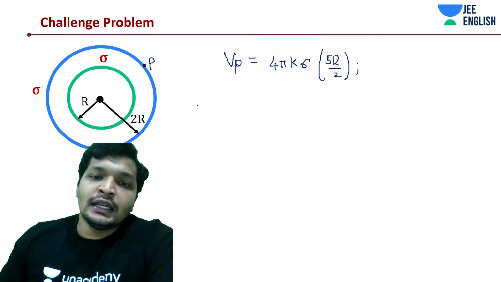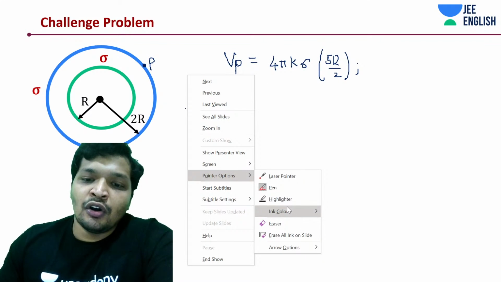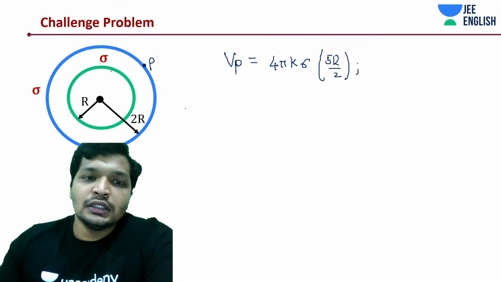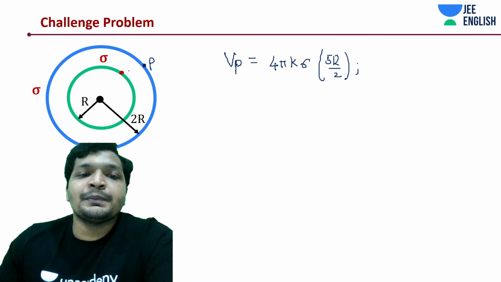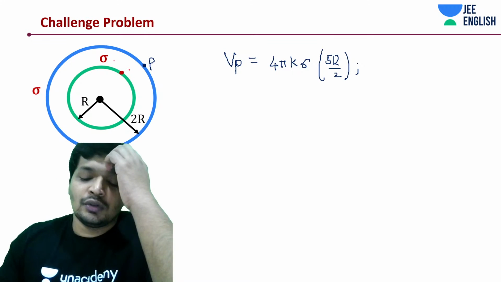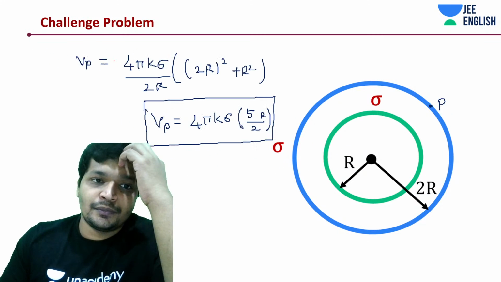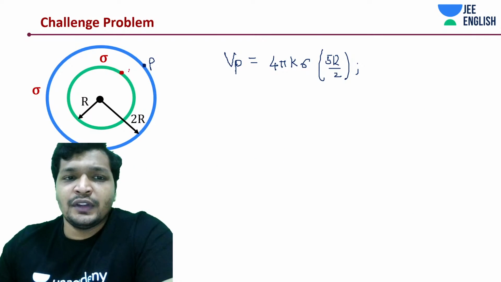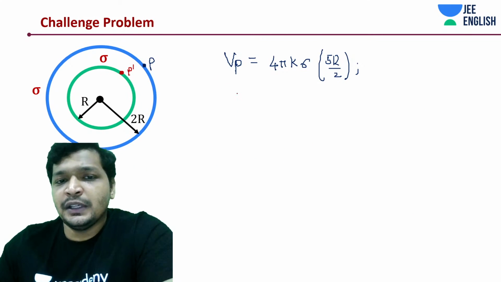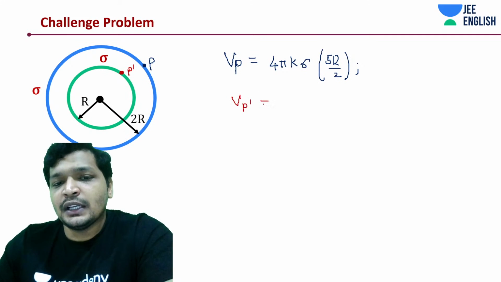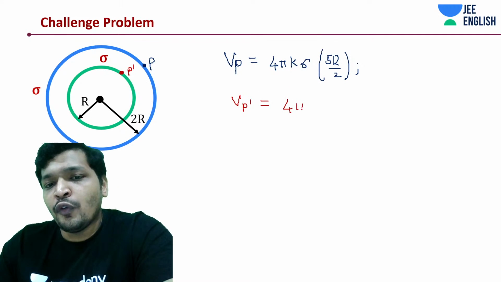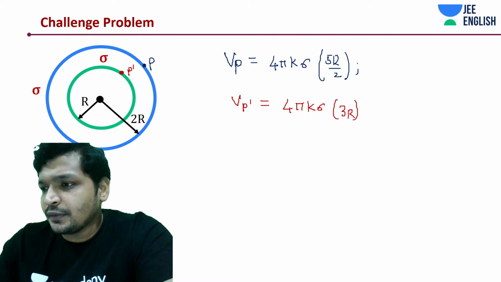K. Then we have potential on the smaller surface. If this is P, let's call this P dash for now. Okay, we had defined 2 points, P only. Let's call this P dash. VP dash is equal to 4 pi K into sigma into 3R.